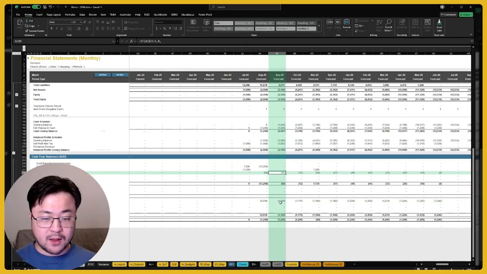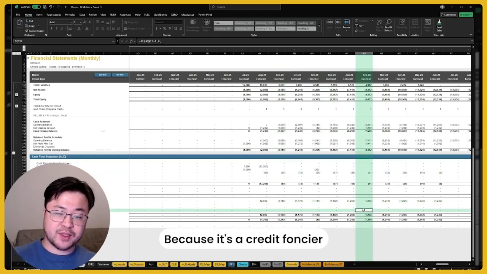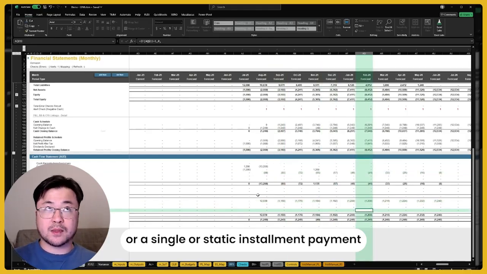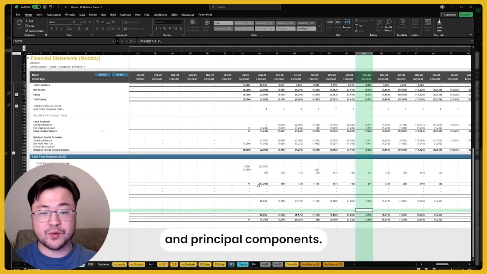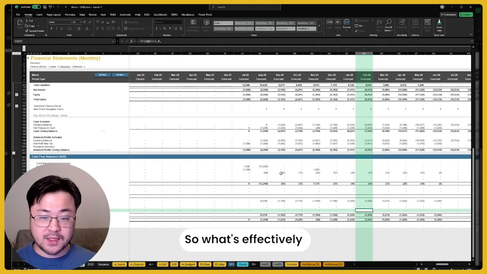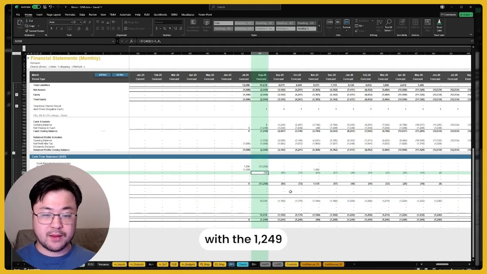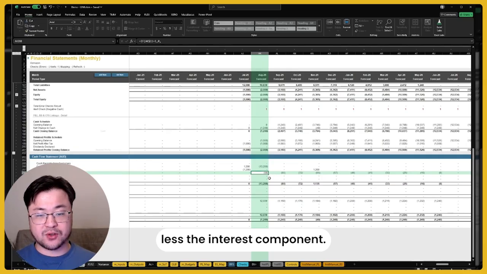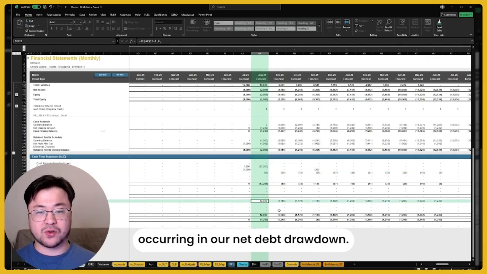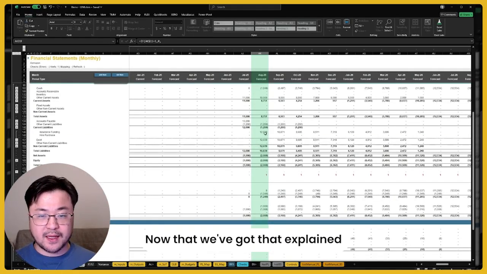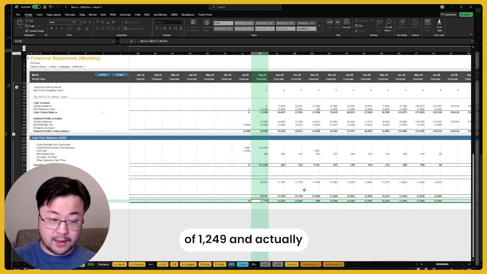So 1249, 1249, 1249, 1249, because it's a credit foncier or a single or a static installment payment with differing interest and principal components. So what's effectively the figure in here is the 13.2 with the 1249 less the interest component. So that's the principal reduction occurring in our net debt drawdown.